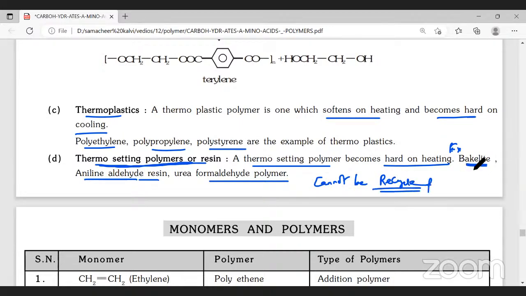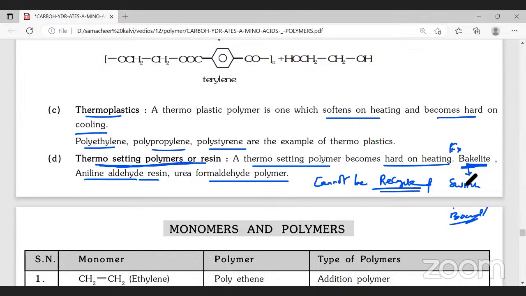So that's called bakelite. Bakelite switchboards you would have seen at home. These switchboards are bakelite. It's a phenol formaldehyde polymer. We will learn about bakelite a little later. Now they can ask you the difference between thermoplastic and thermosetting plastic for 2 marks.